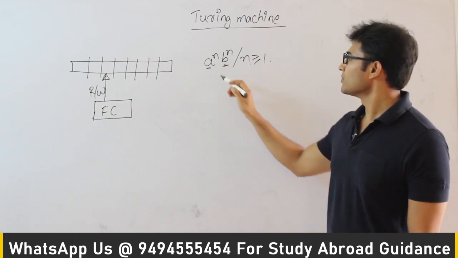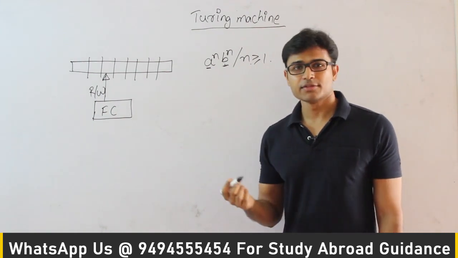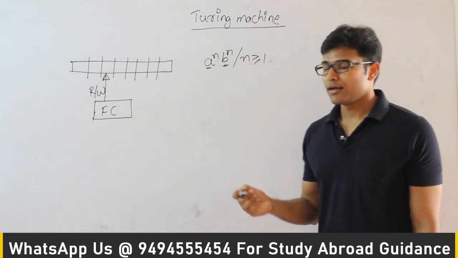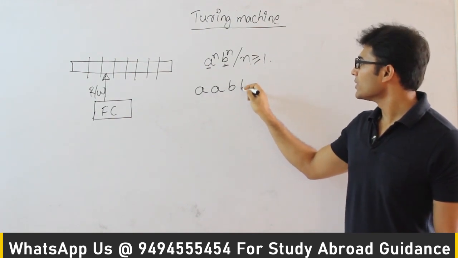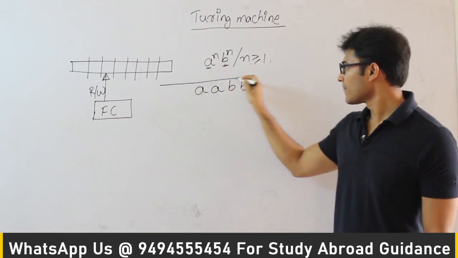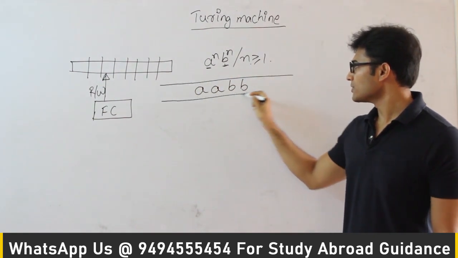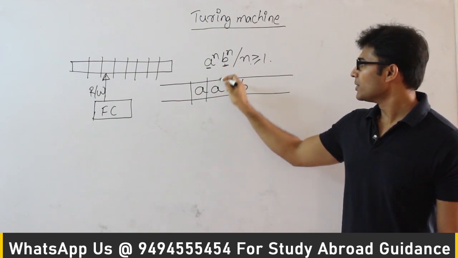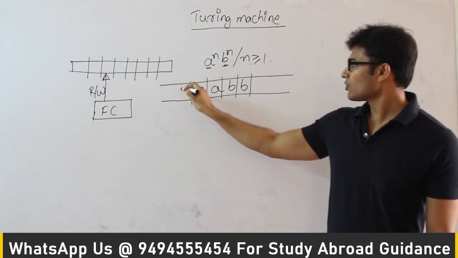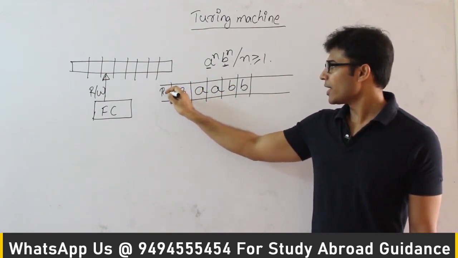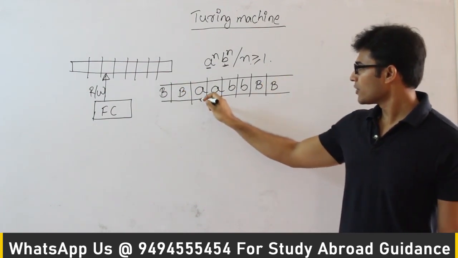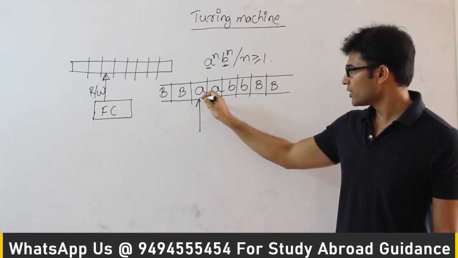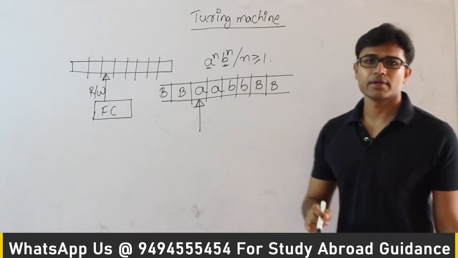So I'll take an example. Let us say a power n, b power n, n greater than or equal to 1. One of these strings is a, b, b. If this is present on the tape, what happens is, on the tape you will be given the input, and to the left of it there will be all blanks, and to the right of it there will be all blanks, and your Turing machine will be pointing to a symbol in the input, like a, right?